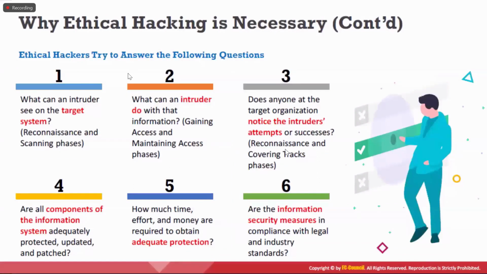Ethical hackers try to answer the following questions. What can an intruder see on the target system? That is the information gathering or scanning phase. What can an intruder do with the information? That is gaining access and maintaining access. And does anyone at the target organization notice the intruder's attempts or success?